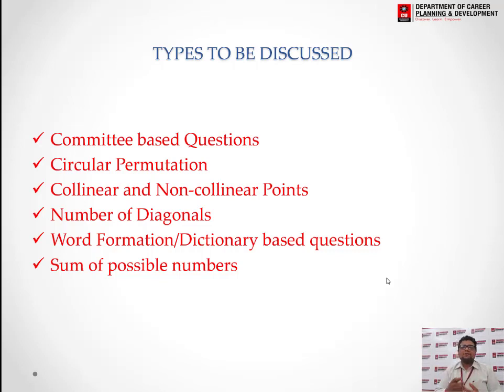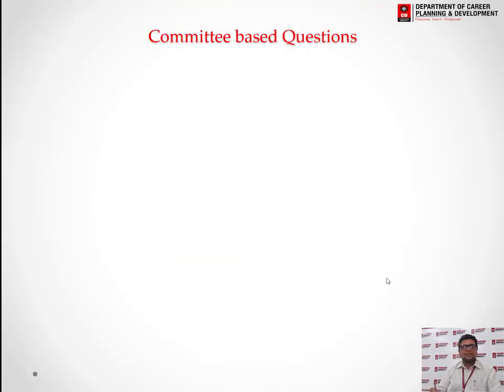Then we will see the concept of circular permutation. Thirdly, we will discuss collinear and non-collinear points based questions. Fourthly, we will discuss how to find the number of diagonals of any figure given to us. Then fifth, word formation questions, or we can say dictionary based questions. And in the last, we will see how to find the sum of all the possible numbers made from the given digits. Okay. So firstly, let us see how to do the questions based on the committees.